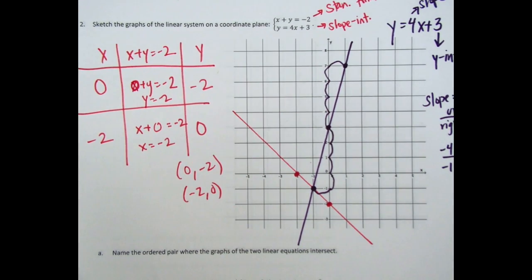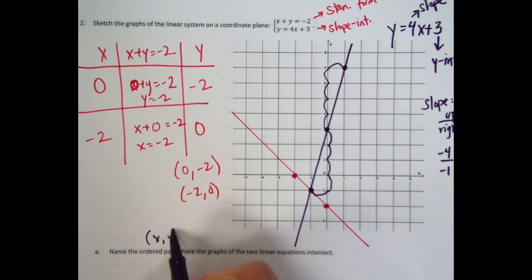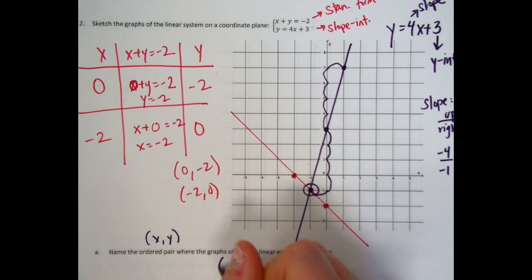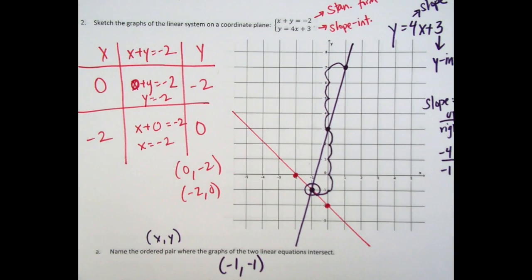Letter A, name the ordered pair or the coordinate, x, y, where the graphs of the 2 lines intersect. That's the point right here. That's negative 1, negative 1.